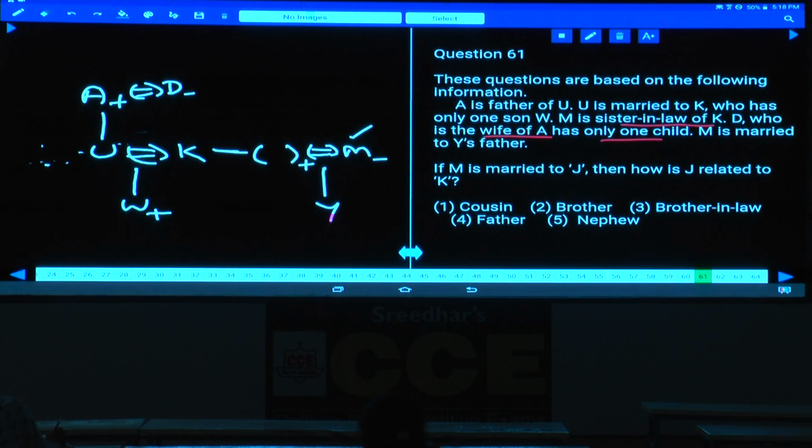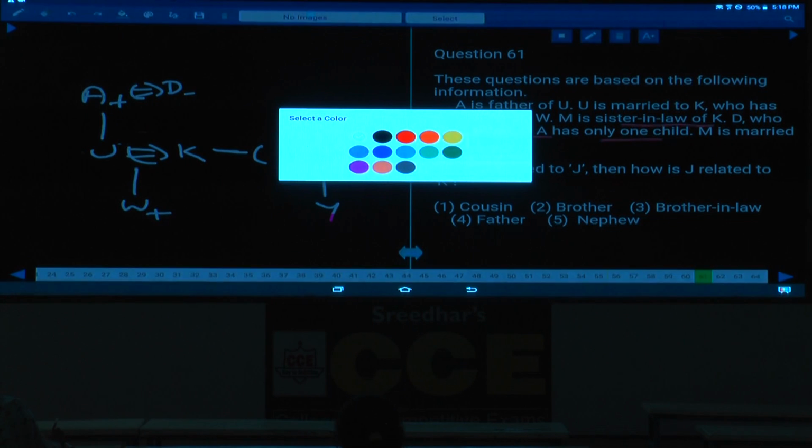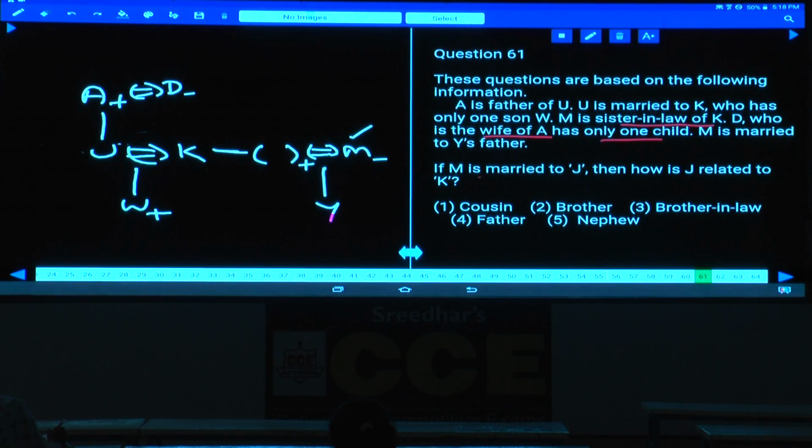Then question number 61. M is married to J. If M is married to J, then how is J related to K? J is the brother of K, that is given in choice 2.